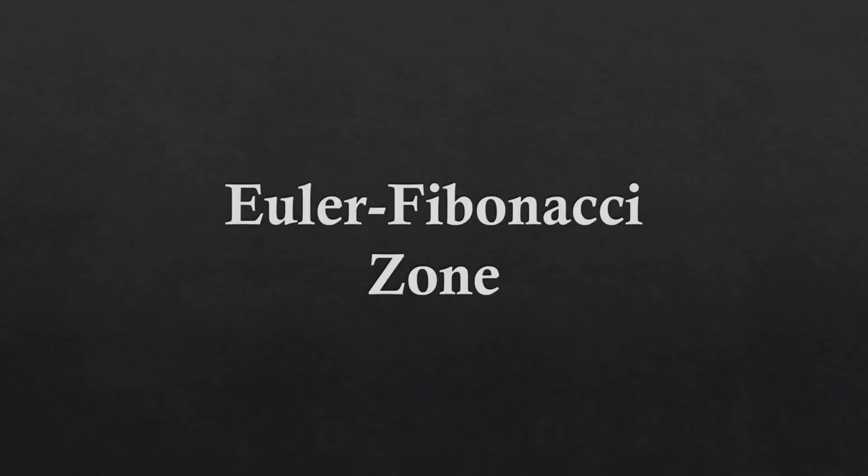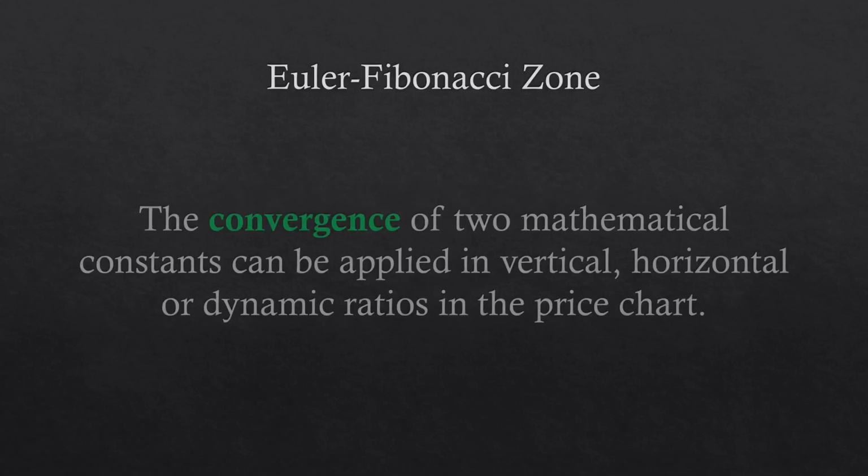In today's video, I'm going to talk about a new tool that I have been experimenting with. So first I will lay out the theoretical foundation, and then I'm going to give you a few practical examples of how it works. This tool starts with basic Fibonacci ratios, but it has an interesting twist using the convergence of two mathematical constants. One of the specific ratios found in the Fibonacci sequence and a very famous constant known as Euler's number, which we'll talk about in a moment.